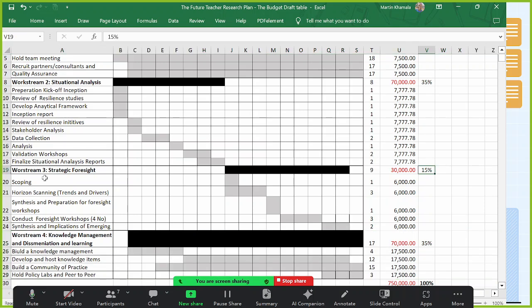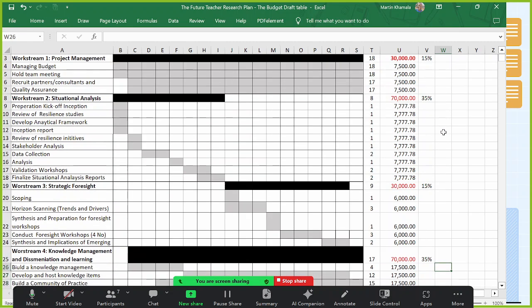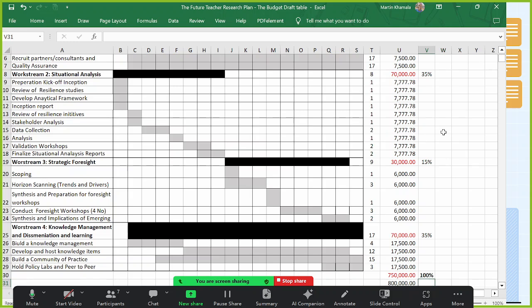suggest this one, strategic foresight, scoping, horizontal scanning. The main cost might be these workshops. The rest is literature, so 15%. You can see the spread now. Work stream 1 was 15%. Work stream 2, 35. Work stream 3, 15. Work stream 4, 35. So the total comes to 100. We can nuance. What do you say?